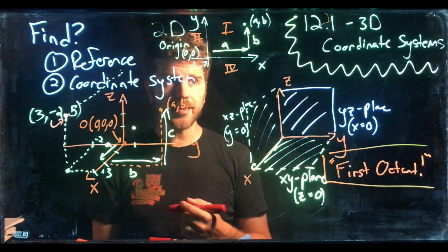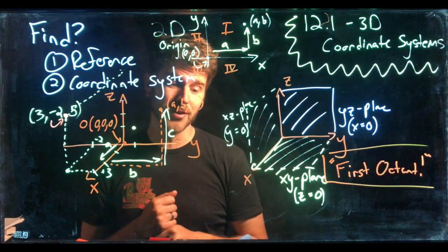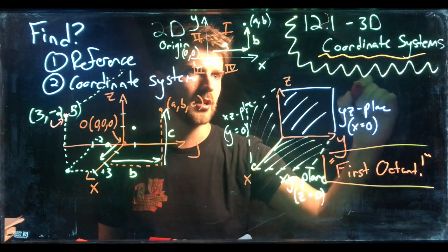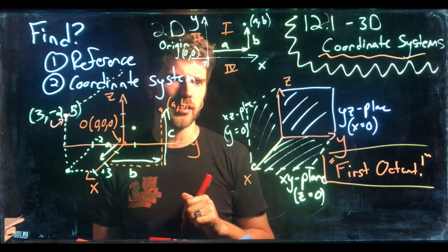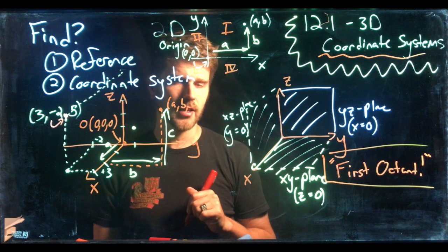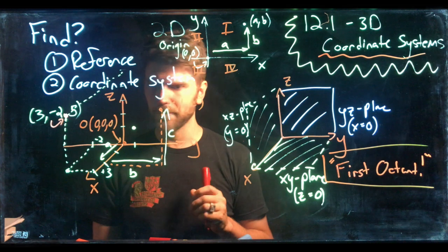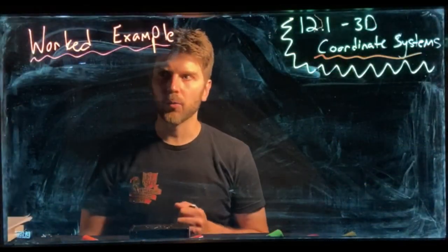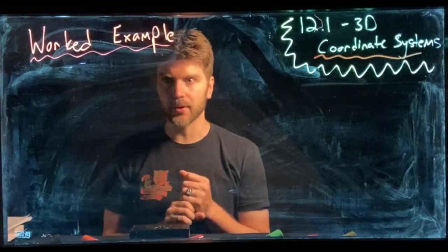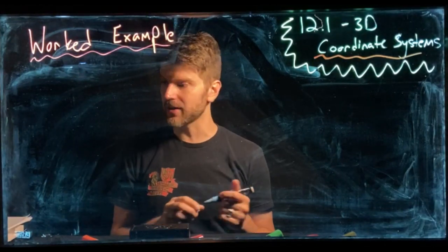All right, so that about covers it actually for 3D coordinate systems, at least Cartesian. We'll see 2 other coordinate systems later in the year, spherical and cylindrical coordinates. But we're going to stick with Cartesian for a little while. All right, welcome to the 12.1 worked example. So we just learned about 3D coordinate systems, or at least about Cartesian coordinates. So let's try something with it.